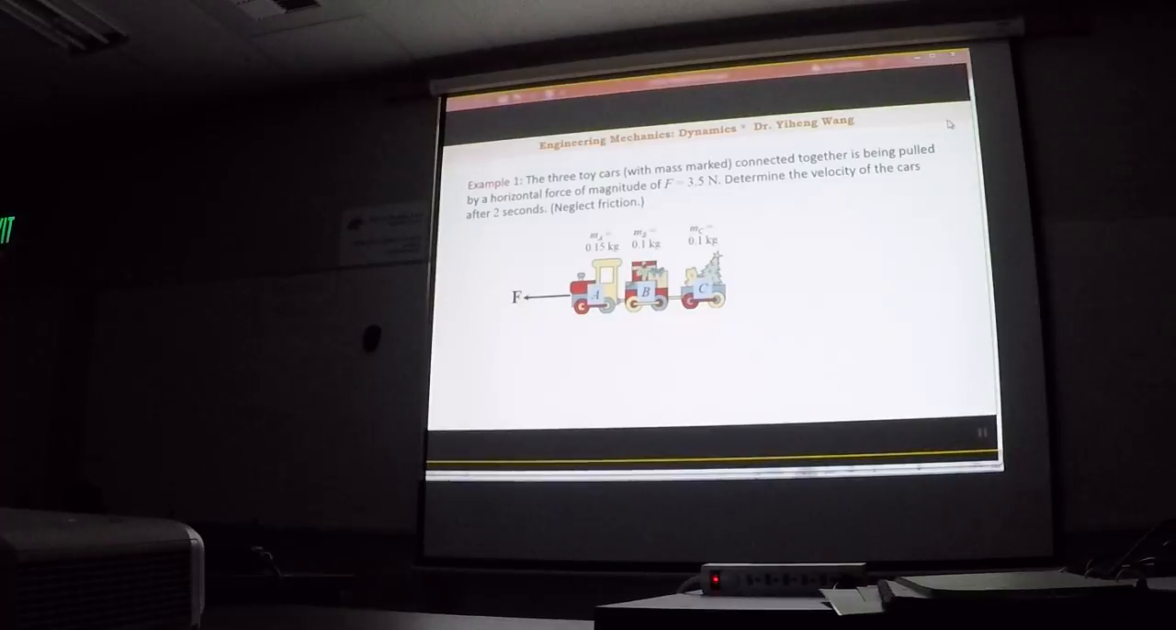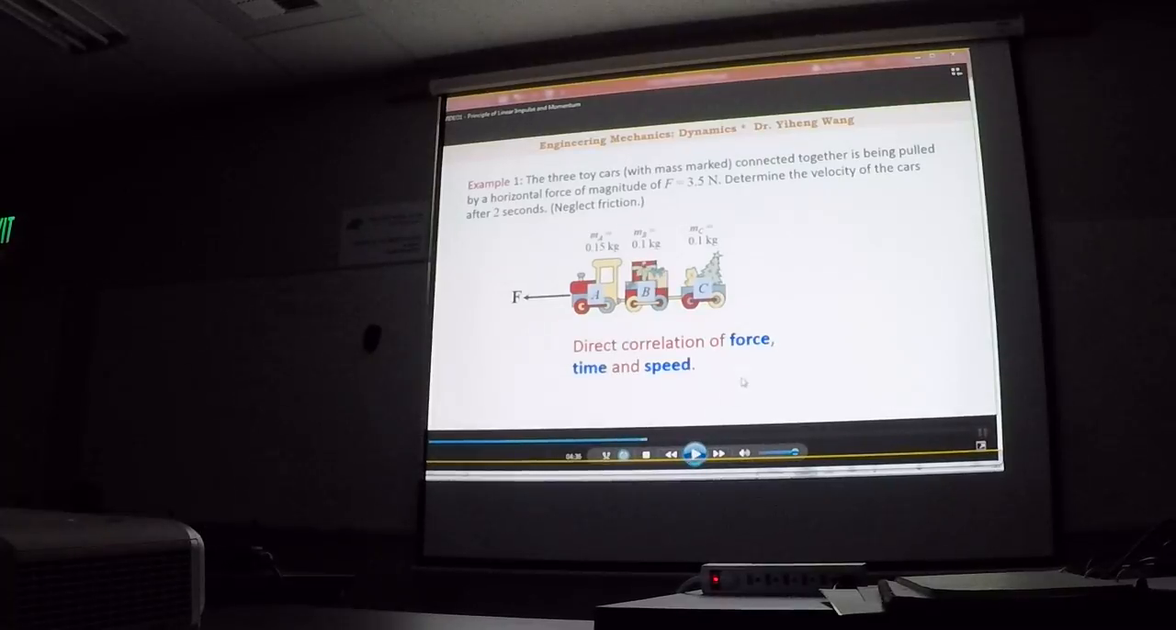Let's revisit this slightly modified example that we worked on before using equations of motion. Here, we have 3 toy cars connected together. They're being pulled by a constant force of 3.5 Newton, and we need to determine their velocity after 2 seconds. Now, for this problem, we're looking at a direct correlation of a force, time, and speed. In other words, we know that this force of 3.5 Newton has been applied to this system of cars for 2 seconds, and we want to find out how that changes the velocity of the system.